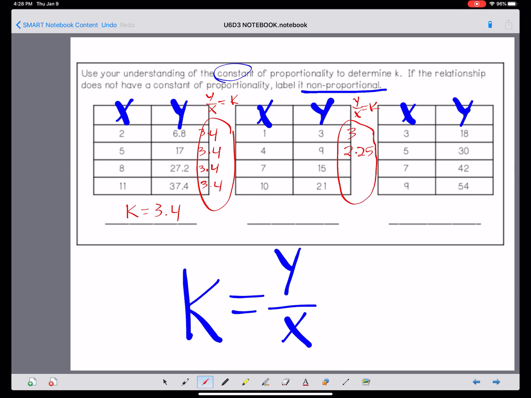15 divided by 7 gives me 2.14. 21 divided by 10 is 2.1. So there is no constant. Let's go ahead and just write non-proportional.